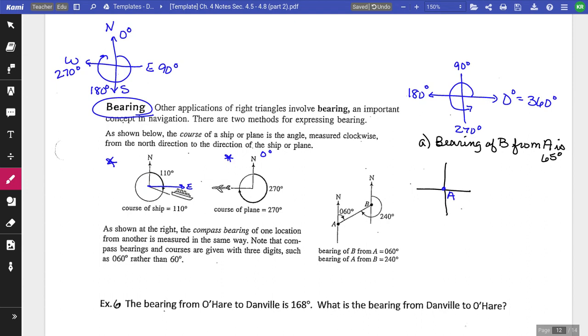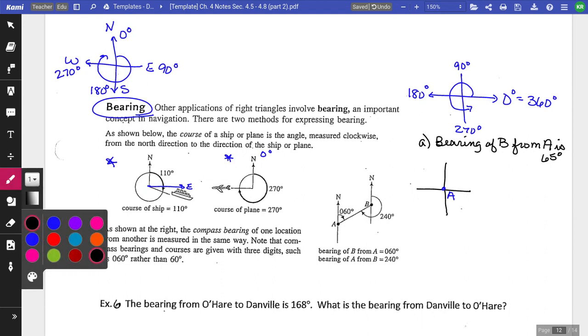Okay, well, A, if north is 0 degrees, okay, you're going clockwise. Here's 90 degrees, a bearing of 90 degrees, and then 180, 270. Okay, so if it's a bearing of 65 degrees, you start facing north and you turn clockwise 65 degrees. And then there you are now headed towards B. Okay, same concept.